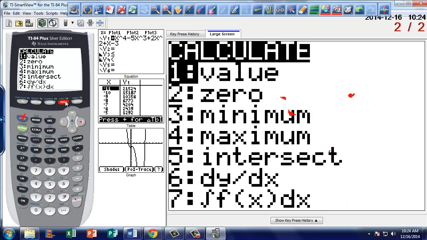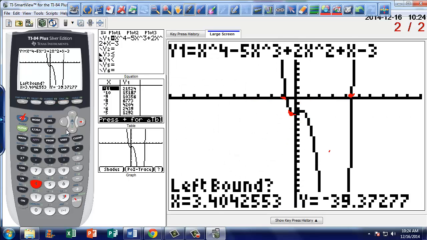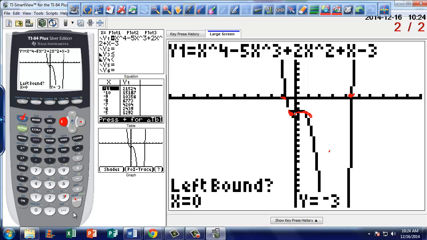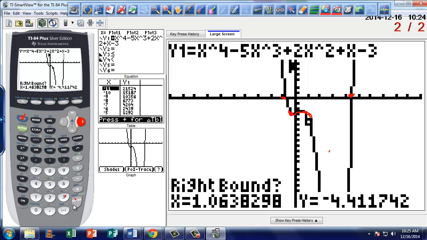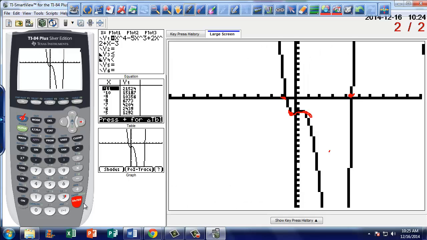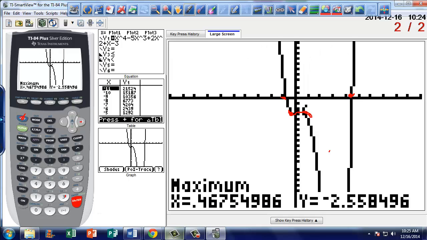Now last one, let's go ahead and find our local maximum, which is 4. Now our local maximum is very hard to see. It's right here. So I need to go to the left of that and to the right of it. So to the left of it, be careful. You don't want to get to that minimum. That looks good. Hit enter. And then we're going to go over, hit enter again. And then we get negative 0.5 and negative 2.5.